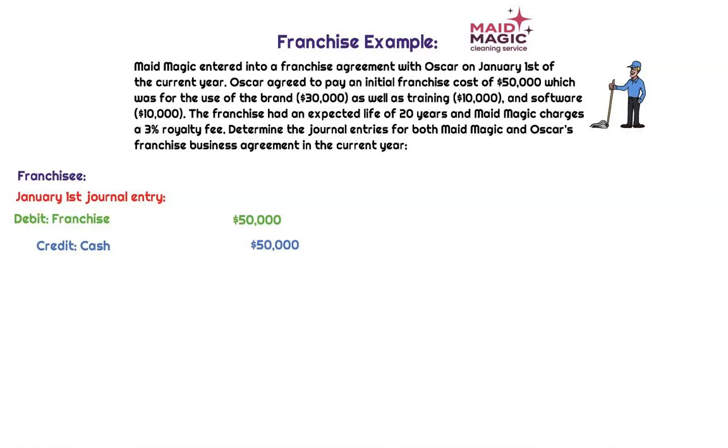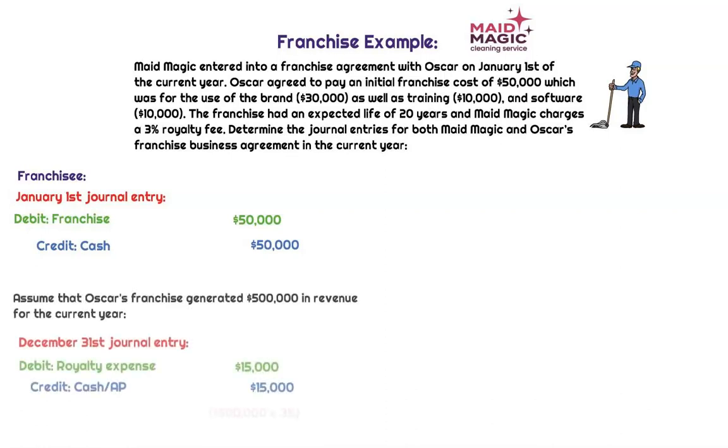Oscar's going to debit the franchise, which is the intangible asset, for $50,000. That's the total franchise cost. Cash is going out the door for $50,000 for this amount paid. But we also said that Oscar will owe 3% of total revenue as a royalty. This is going to be recorded as an expense to Oscar on his books. The 3% is going to be a royalty expense, which would be $15,000. That would be debited, and the credit would be cash or accounts payable for the same amount.